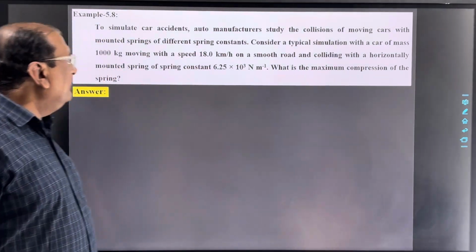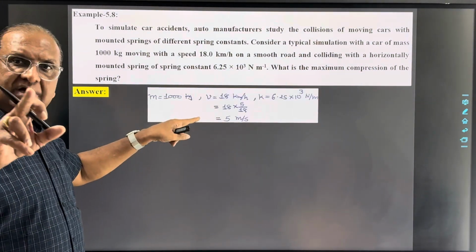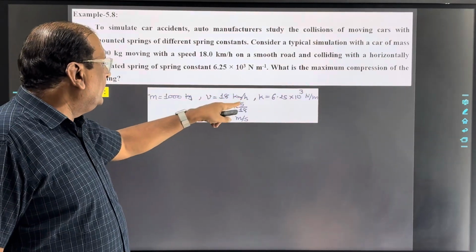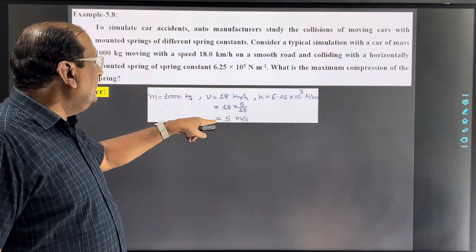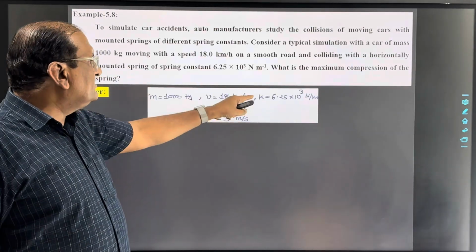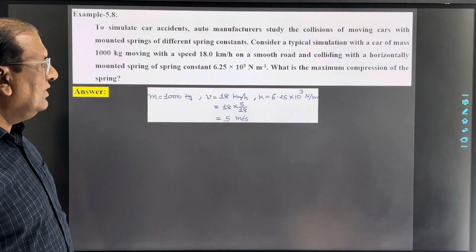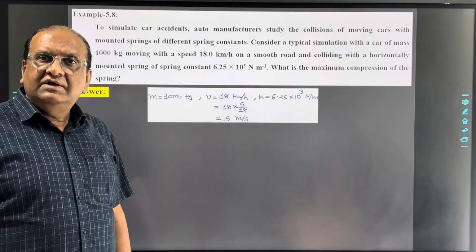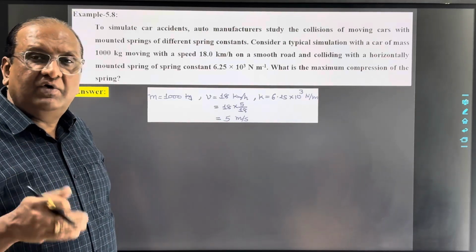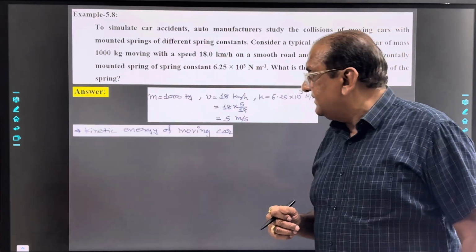Now see here, it is given to you mass of the car, that is 1000 kg, velocity, that is 18 km per hour, multiply it by 5 by 18, so that is 5 meter per second. And the spring constant, that is 6.25 into 10 raised to 3 Newton per meter. So when the car is moving, at that time, first of all, we have to calculate its kinetic energy, right?